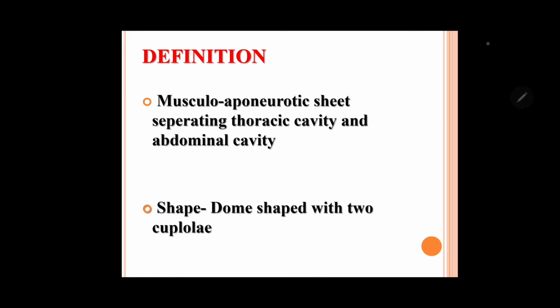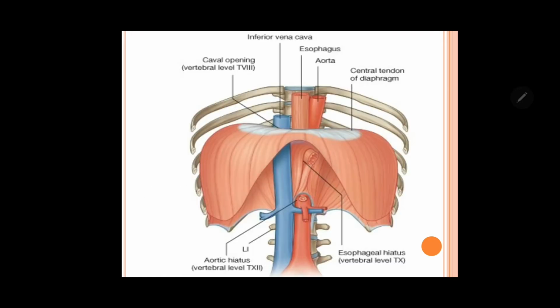Shape: it is dome shaped with two cupola. It has right and left domes, and the summits of these convexities, which extend into the thoracic cavity, are called the cupola. Coming to the parts, it has a central tendinous part and a peripheral muscular part.